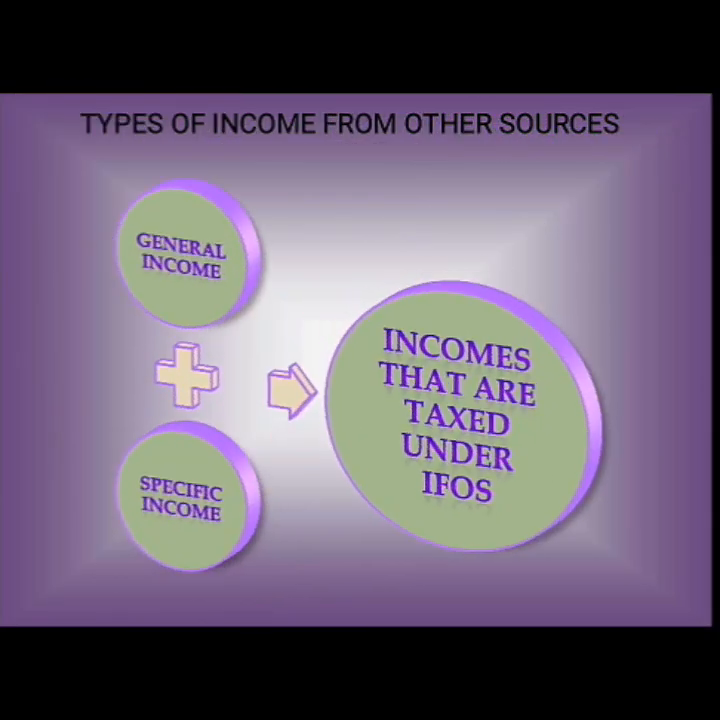Next, types of income from other sources. Income from other sources is divided into 2 types: general income and specific income. Income sources listed under section 56 subsection 1 of the Income Tax Act 1961 are termed general income. Income sources listed under section 56 subsection 2 of the Income Tax Act 1961 are termed specific income.